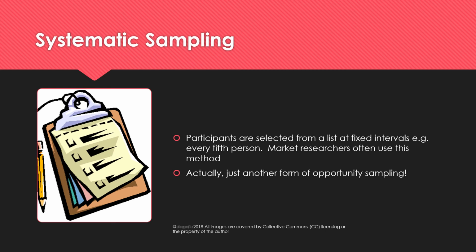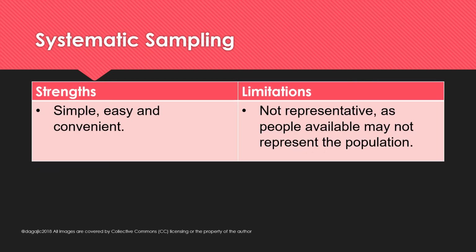Systematic sampling. Systematic sampling is actually just another form of opportunity or convenience sampling, but instead of picking the first 10 people you meet, you have a bit of a system. So it's a bit like eeny, meeny, miny, mo, or you might say that you're going to pick every 5th person off a register. The strengths and weaknesses of this are exactly the same as opportunity sampling because it really is just another sort of opportunity sampling. So it's simple, easy and convenient, but it's not representative as the people available may not represent the population.